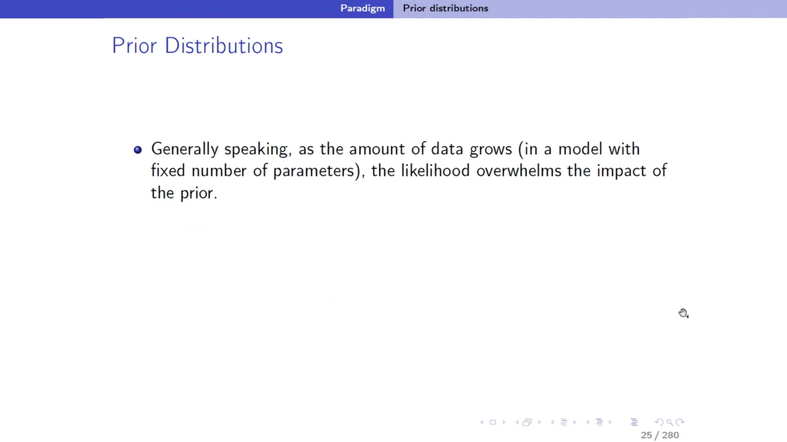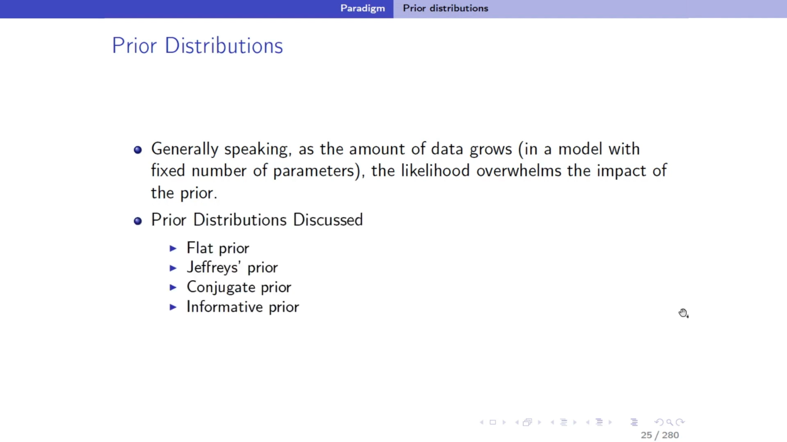So generally speaking, as the amount of data grows in a model with a fixed number of parameters, the likelihood typically overwhelms the impact of the prior. Generally, that is held to be true. And I want to discuss a few priors in this section.